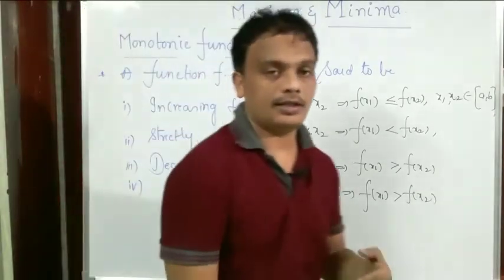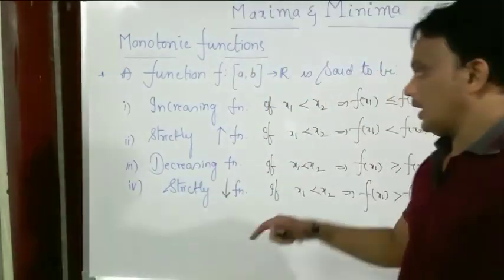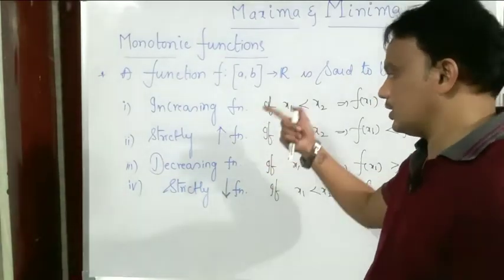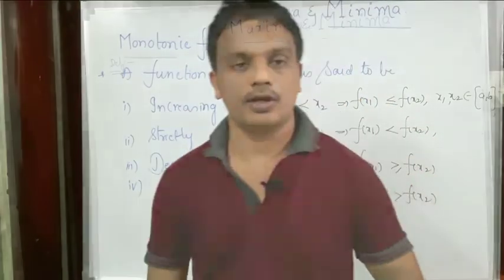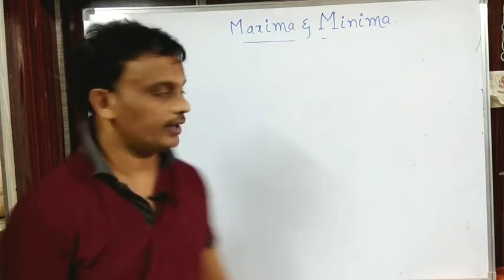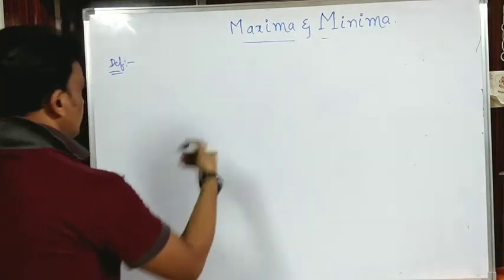When a function is either an increasing function or a decreasing function, whatever it is, then the function is said to be a monotonic function. Now, students, I can define the increasing function and decreasing function like this. Let us see.